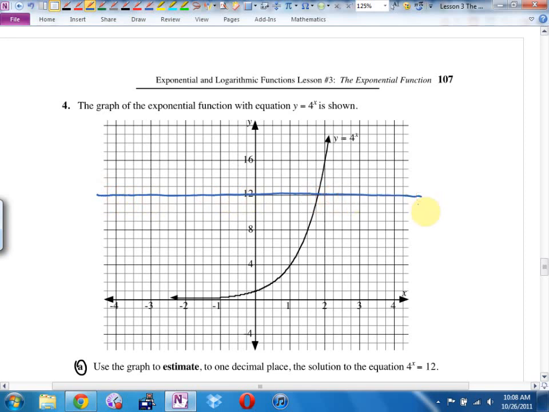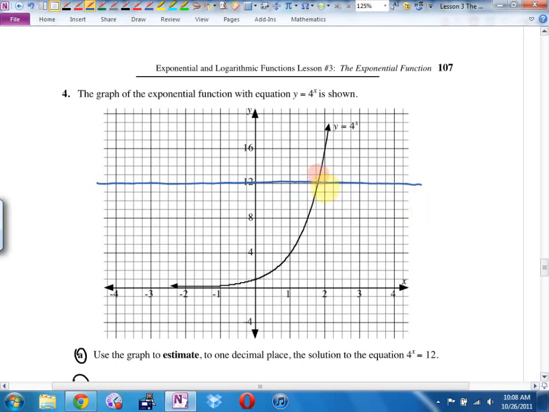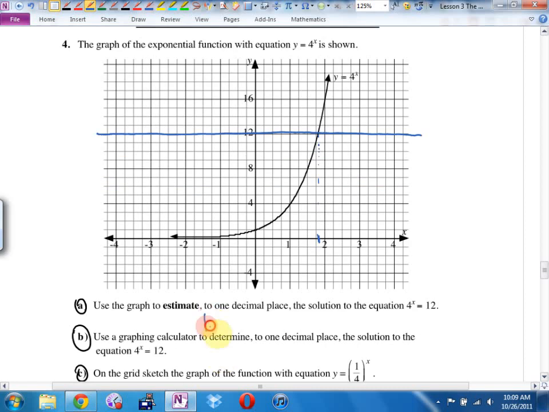Where's the solution, where those two graphs intersect? In fact, it would be right about there. There's four squares, so it's going up by 0.25, 1.25, 1.5, 1.75. I'd go about 1.8-ish. I'm guessing 1.8 something. But oh, they said to one decimal place. I'll bet you 1.8. Is that okay?